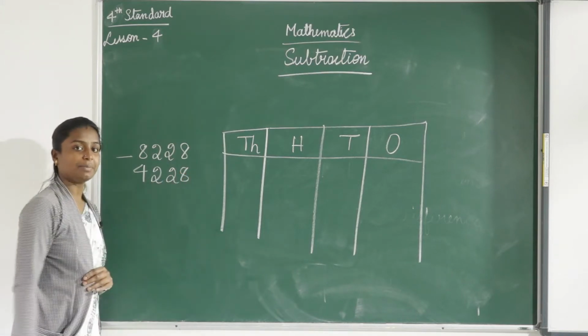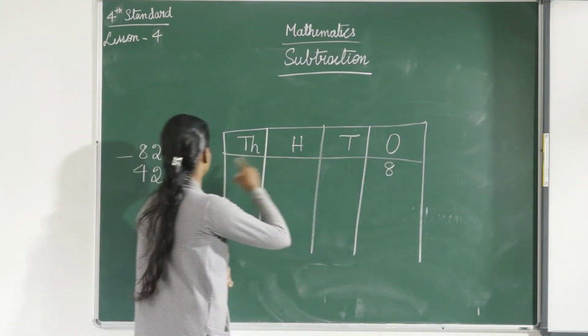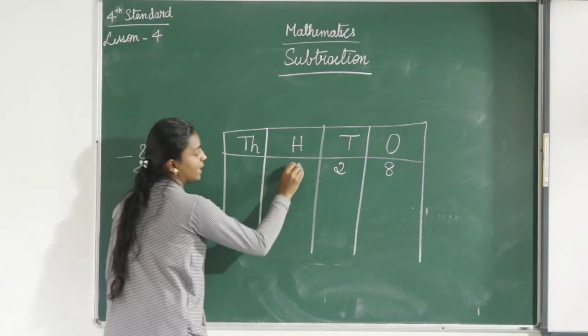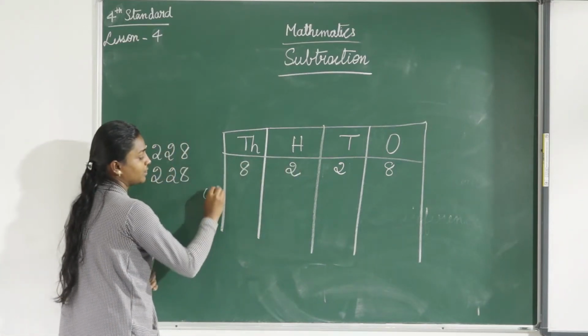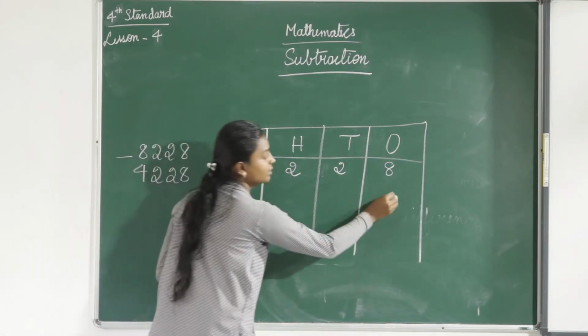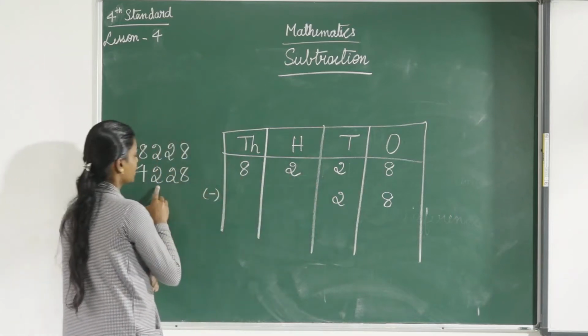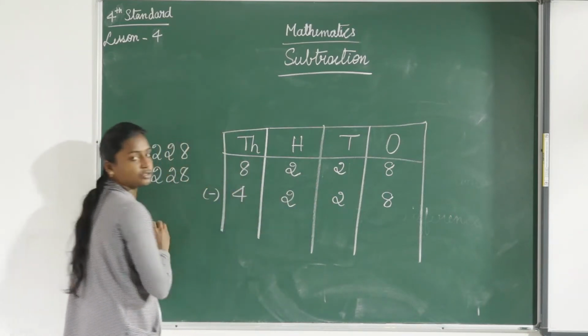So let's write it in a place value table. 8 is in the ones place, 2 is in the tens place, 2 is in the hundreds place and 8 is in the thousands place, minus 8 in the ones place, 2 in the tens place, another 2 in the hundreds place and 4 in the thousands place.